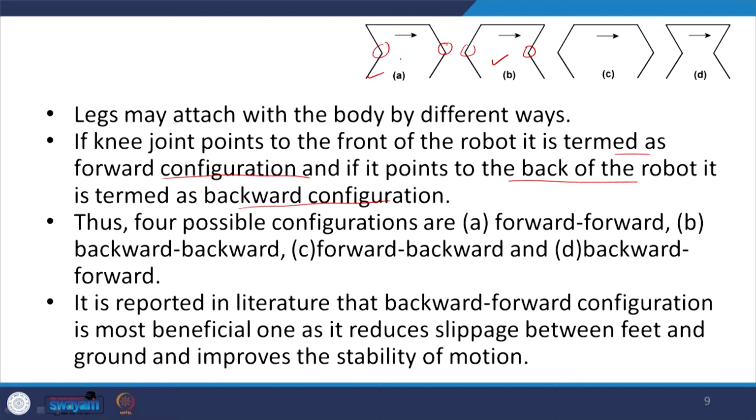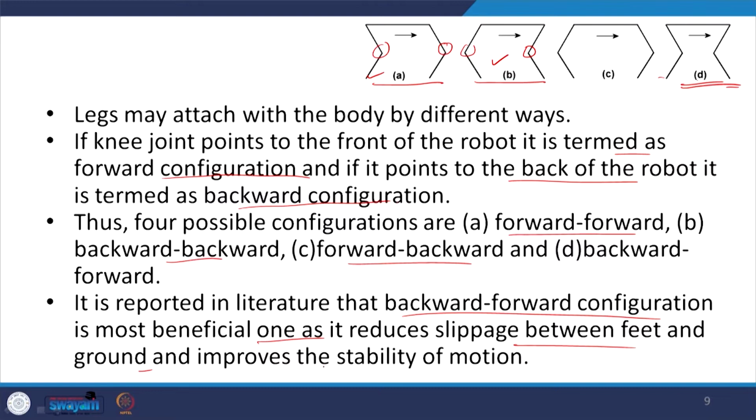So, we have the four possible configurations. These are the forward-forward, the backward-backward, and this one is forward-backward, and then we have the backward-forward. Here it is reported in the literature that the last configuration, which is the backward-forward configuration, is the most beneficial one, as it reduces the slippage between the feet and the ground, and it improves the stability of the motion.